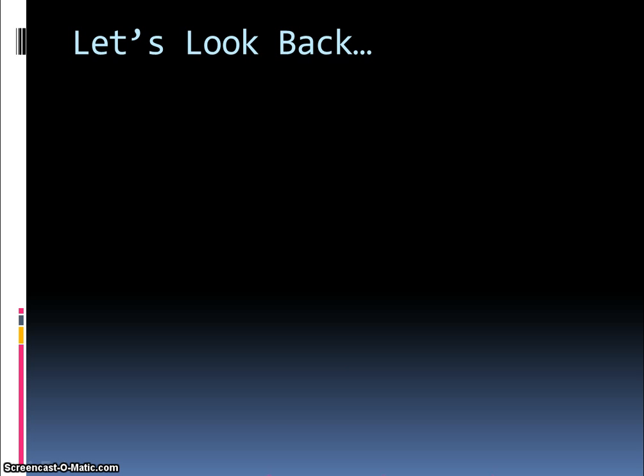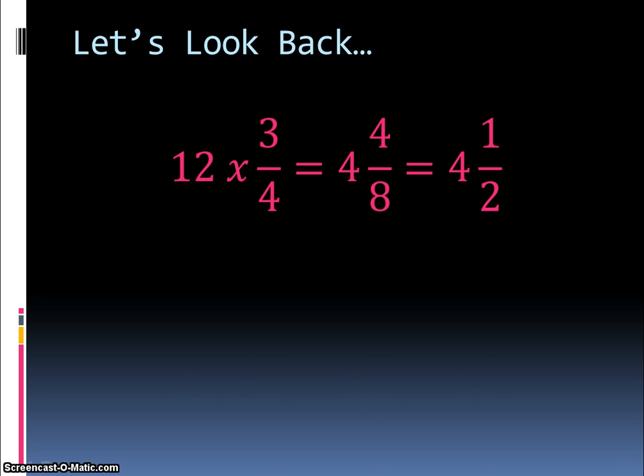Now let's take a look back. When we solved this, we said 12 times 3/8 equals 4 and 4/8, which equals 4 and 1/2. At the very beginning, we made a prediction that 12 times 3/8 would be less than 12. What we can do here is take our final product of 4 and 1/2 and compare it to the given number to see if we are correct. When we do that, we see that 4 and 1/2 is less than 12. Therefore, our rule from the beginning is true.